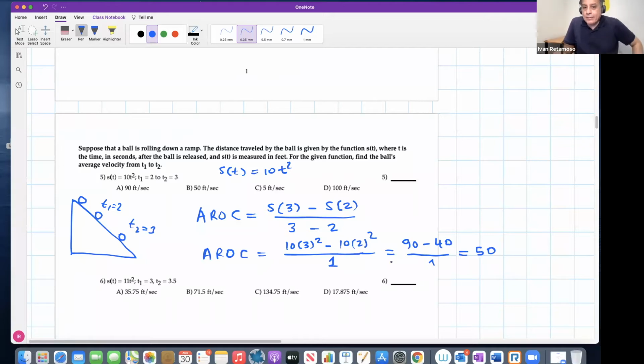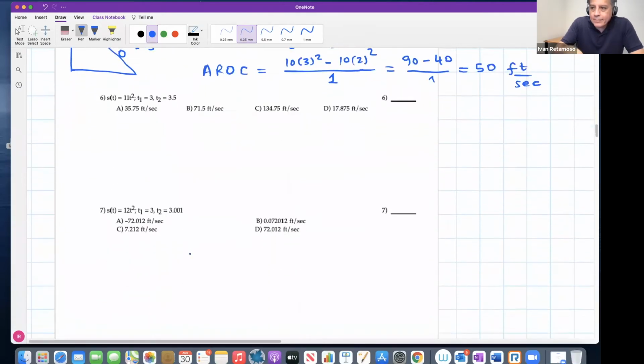50. Yeah, you can check on your calculator. 50, and in the end, attach the units: feet per second. So 50 feet per second. So this is how it works. This is how you compute the average rate of change. Again, notice it came out positive. So it means that this object is gaining distance over time, right? Very good, guys, very good.